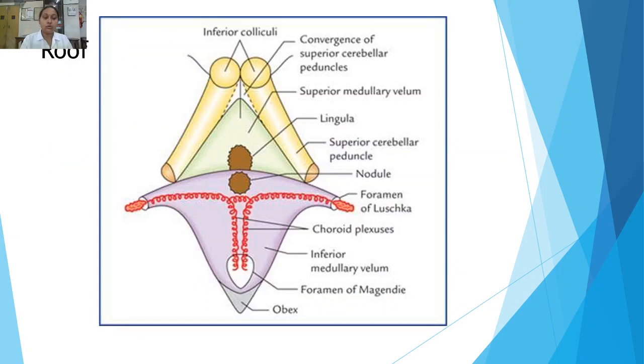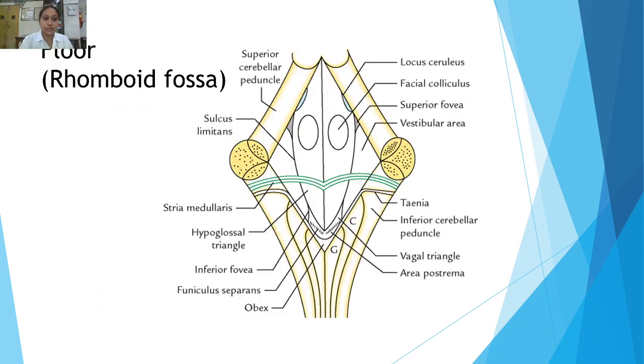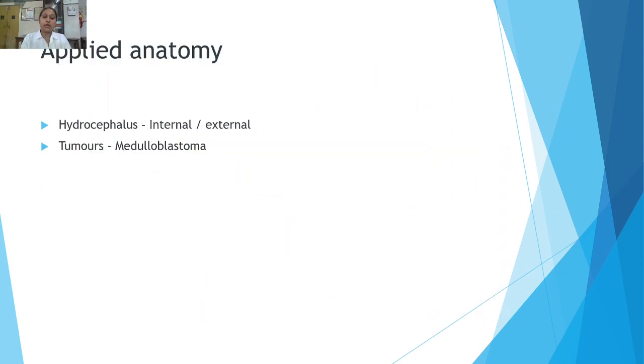So this is all about the structural anatomy of the fourth ventricle. Now, clinical significance. Why is it essential to study the fourth ventricle? As we have seen, various vital centers of the pons and medulla are situated in this region. The fibers going to the cerebellum, afferents and efferents coming from the cerebellum, all pass through the superior and inferior cerebellar peduncles, in the vicinity of the fourth ventricle.